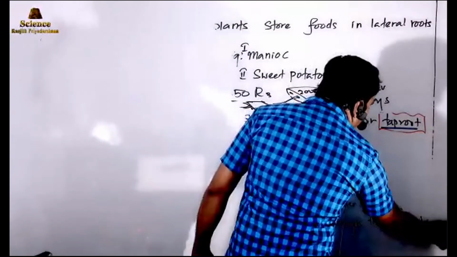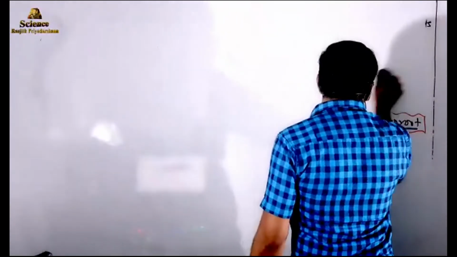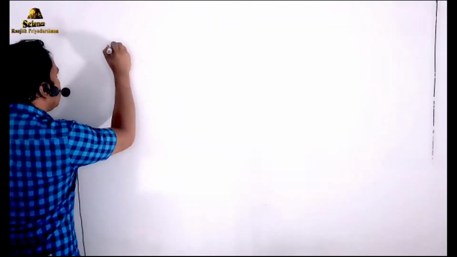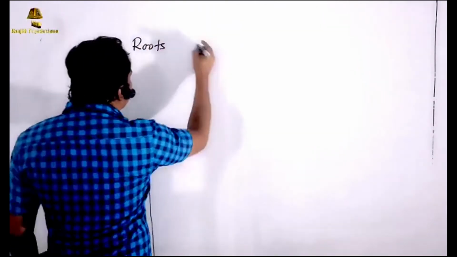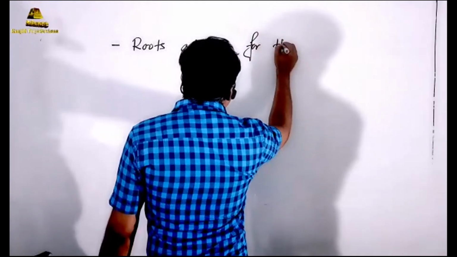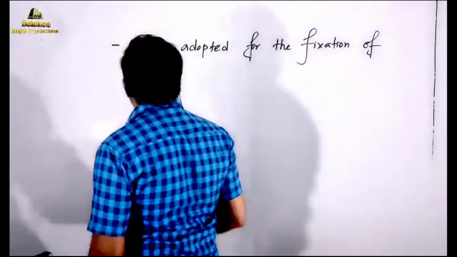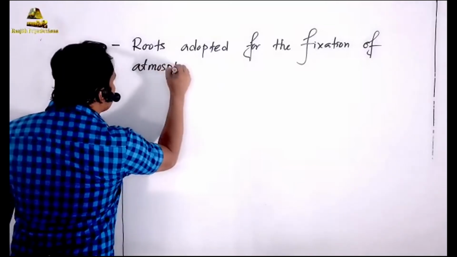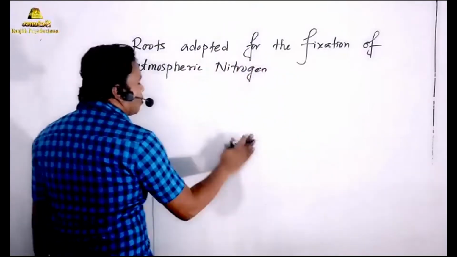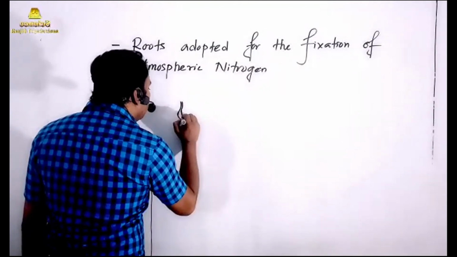Yes, next we are going to study another special type of root adapted to perform a different function. That's roots with root nodules to store or fix atmospheric nitrogen. The second type of root: roots adapted for the fixation of atmospheric nitrogen. There are some plants like mimosa and Leguminaceae family plants.